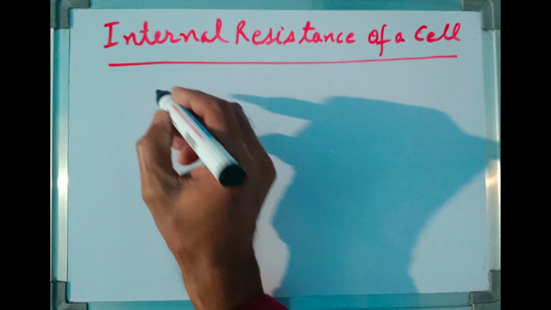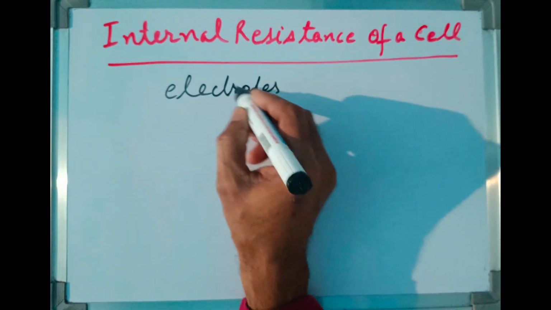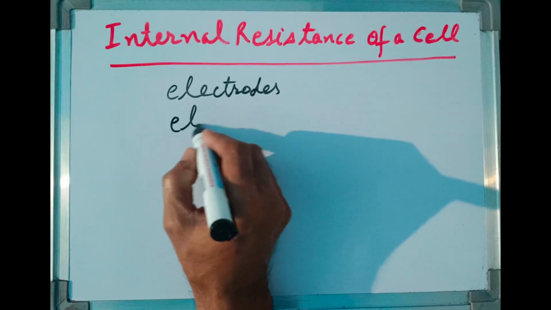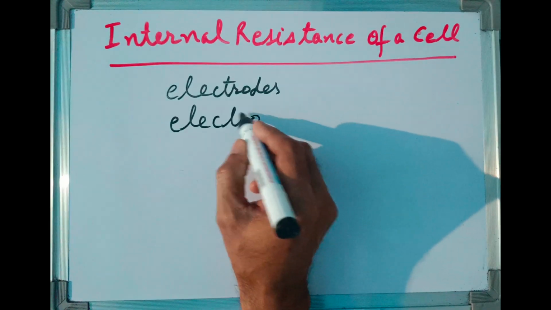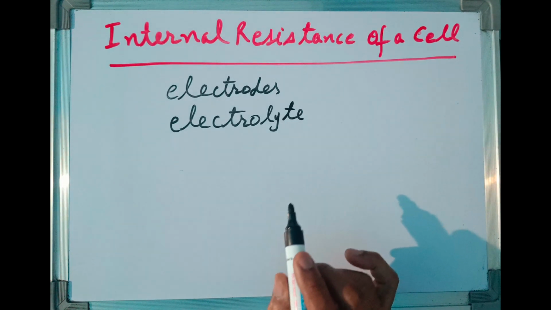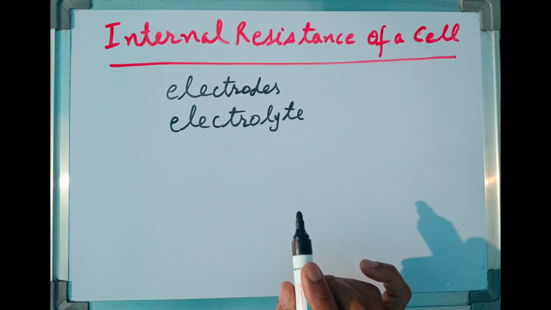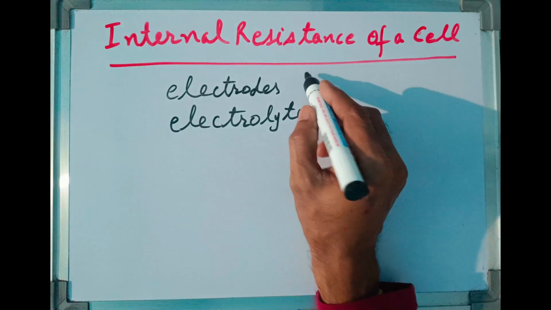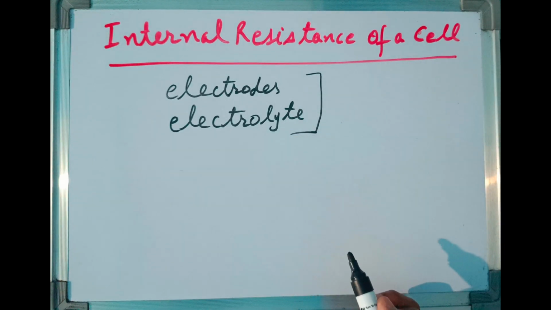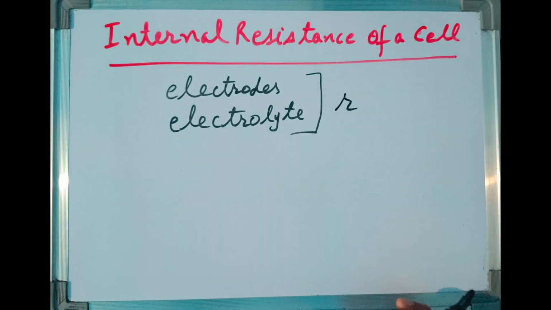It is the resistance offered by electrodes of the cell and electrolyte that is used inside the cell. Both these portions oppose the flow of current through a cell. This opposition offered by these two things inside a cell is called internal resistance of the cell, and it is generally denoted by small letter r.